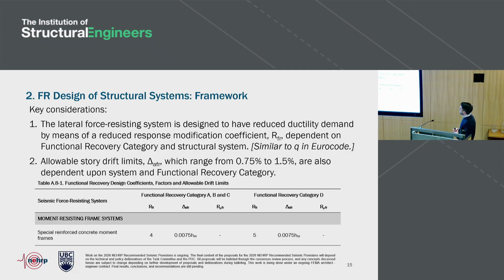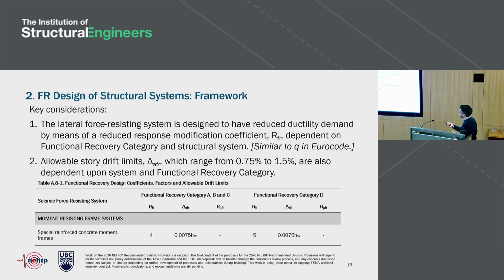And then the other one is that we're introducing allowable story drift limits that are going to go anywhere from 0.75% to 1.5%. There are a couple things here. These values are going to depend on the functional recovery category, because we have different targets, but they're also going to be system specific. While currently for life safety design we typically have a drift limit that applies across the board, what we're doing differently here is recognizing that for functional recovery design, different systems are going to have their own drift limits, because the amount of damage that a system will experience when it is pushed to a certain drift level can vary significantly. So that's what we're recognizing.